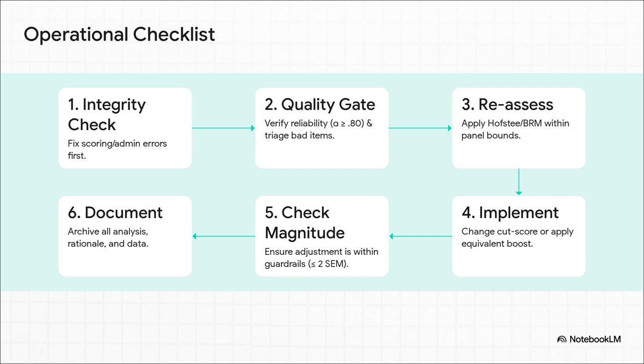You start with an integrity check on the test. You go through the reliability gate. You triage every single item. Only then do you reassess the standard with a method like Hofstee. You implement the change transparently, you check it against your magnitude guardrails, and, this is crucial, you document absolutely everything. This is your protocol for turning panic into a principled response.